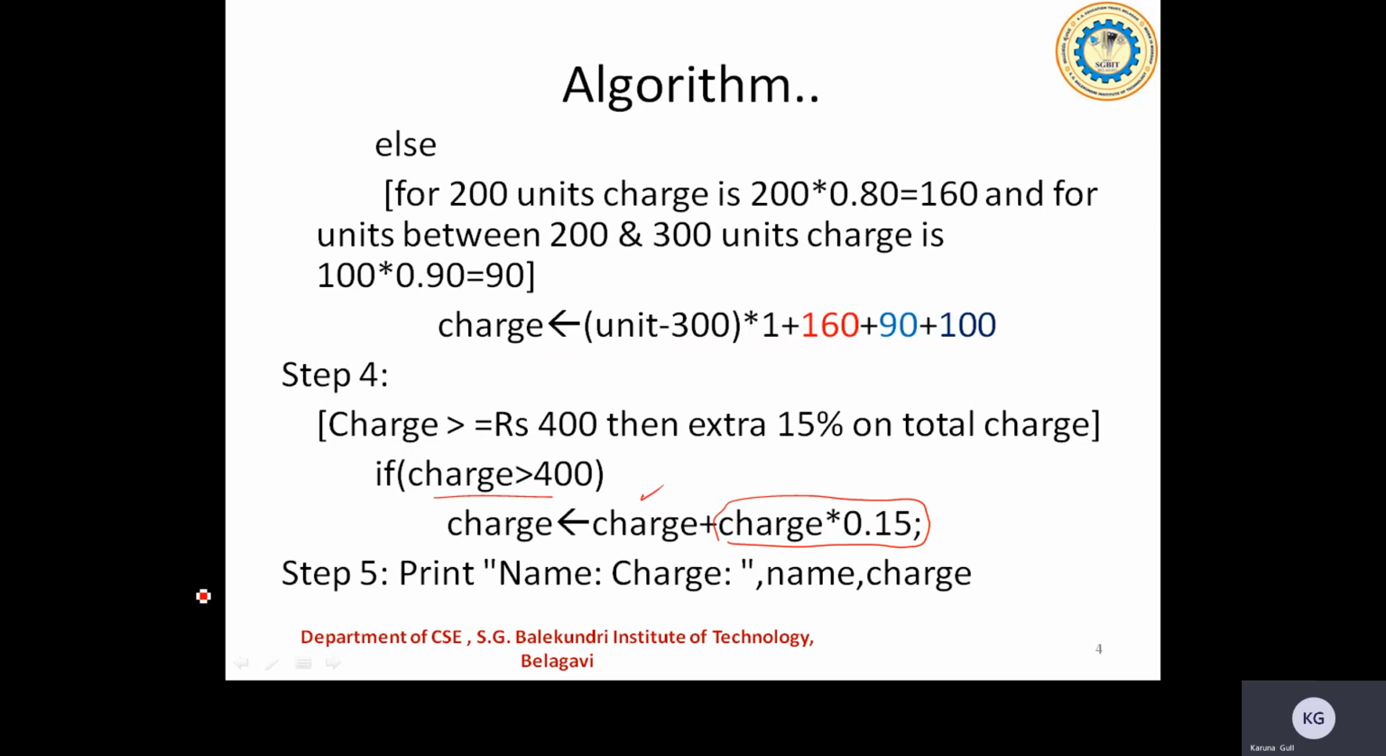This charge that you have calculated plus 15% extra is what you have to pay. I'll be doing this if the charge is greater than 400. Otherwise, whatever charge you people have calculated in the LCF ladder, the same charge I'll be printing there. Finally, I am going to print the name of the unit holder or the meter holder and the charge that you have to pay there.